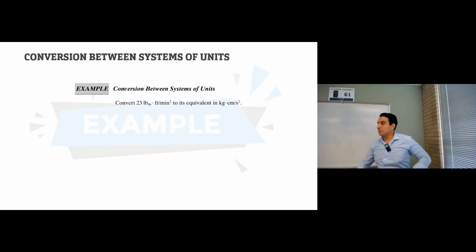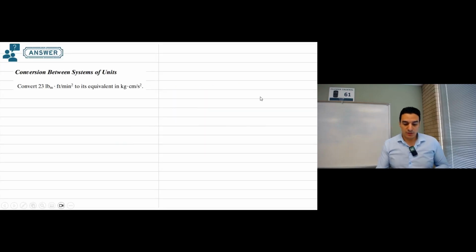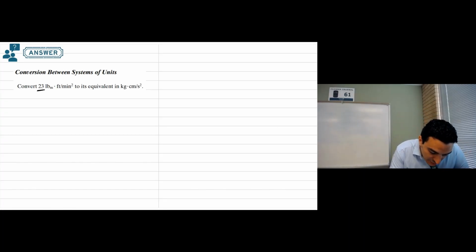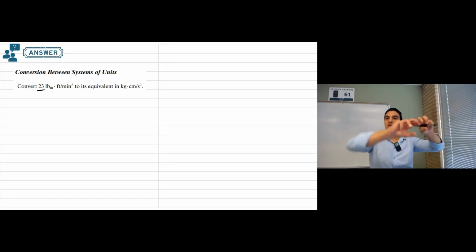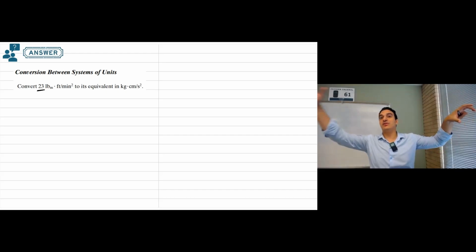Okay, let's take a quick example just to remind you how we can make this conversion of units. Let's say we have 23 pound mass feet per minute square, and we need to convert this into kilogram centimeter per second square. So how can we do this conversion? This is our problem. This is the number that we need to convert, and these are the original units that we need to convert. The key here is to know what unit is equivalent to the other: originally what I have, and the new what I want.